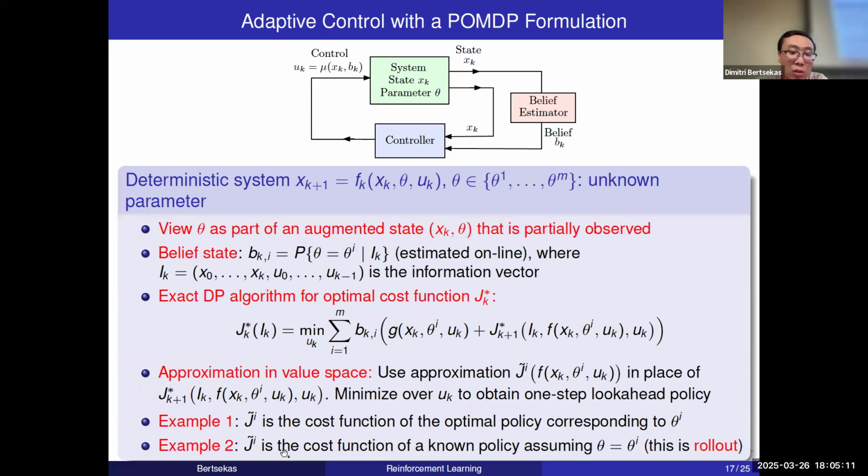The second example is that it's the cost of a known policy, again assuming theta equal to theta i. For different theta i, we may use a different policy, but it is possible to use a common policy regardless of the value of theta, and we will see that later. But in any case, this is a rollout.